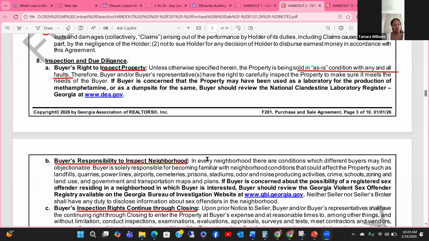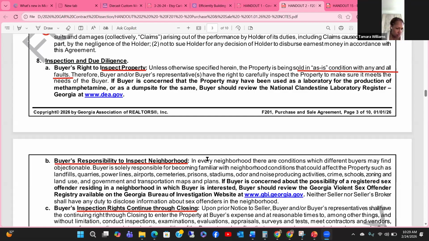As is just means the seller is at least initially saying, I do not intend to do any repairs to this property. You can have it inspected. As a matter of fact, you're supposed to have it inspected. It is your responsibility, buyer, to have it inspected. But I'm not doing any repairs. What you see is what you get. As is, meaning you accept it with all faults.